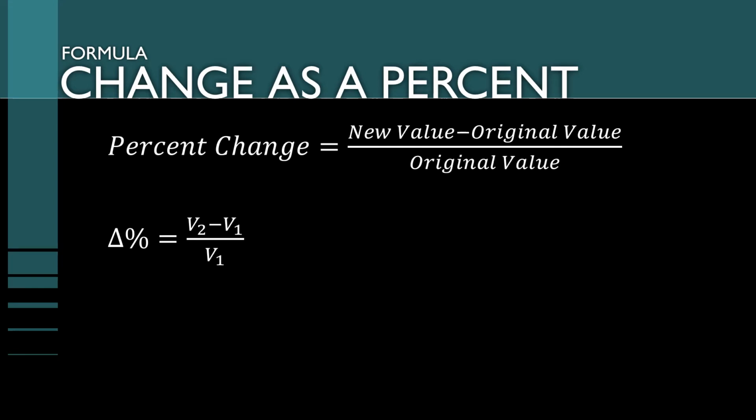Delta stands for change. So we have the change in percentage, or percentage change, equals the value of the second item minus the value of the first item over the value of the first item.